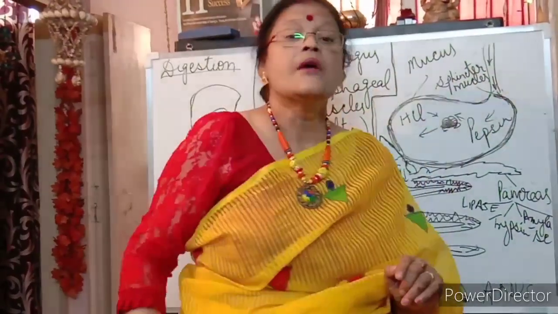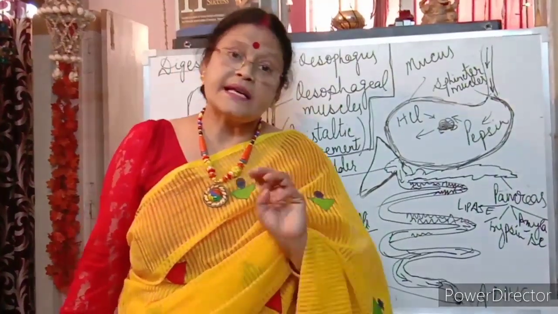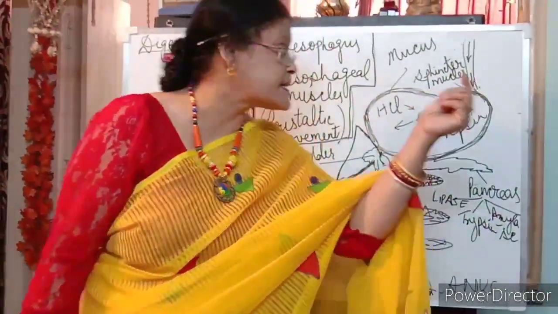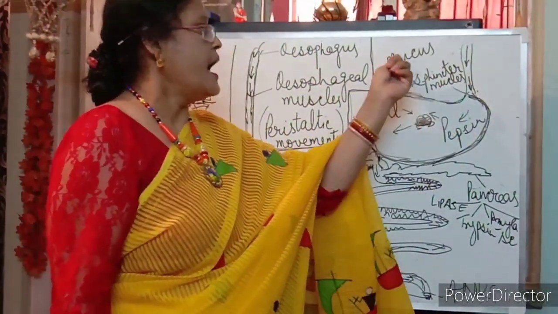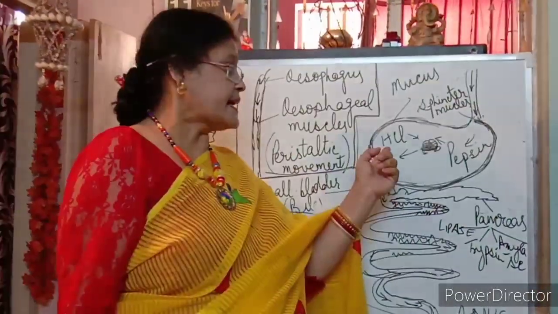Inside the stomach, there is a gland present called gastric gland. Gastric gland secretes 3 juices, HCl, pepsin and mucus. 3 juices. Ready with. Now, HCl.